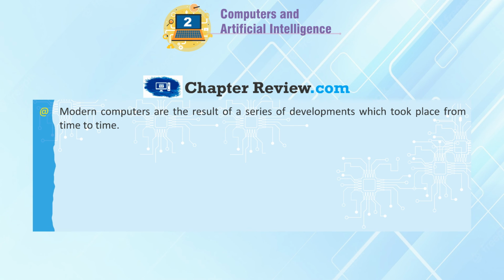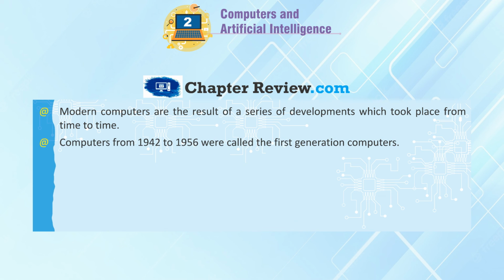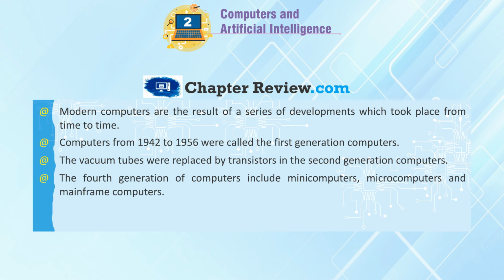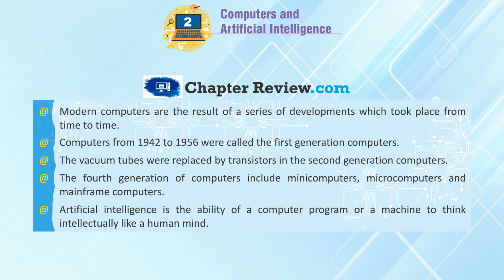Modern computers are the result of a series of developments which took place from time to time. Computers from 1942 to 1956 were called the first generation computers. The vacuum tubes were replaced by transistors in the second generation computers. The fourth generation of computers include mini-computers, microcomputers, and mainframe computers. Artificial intelligence is the ability of a computer program or a machine to think intellectually like a human mind.